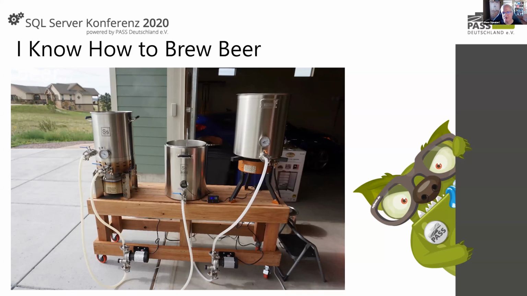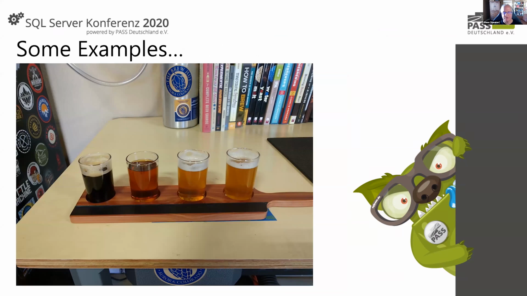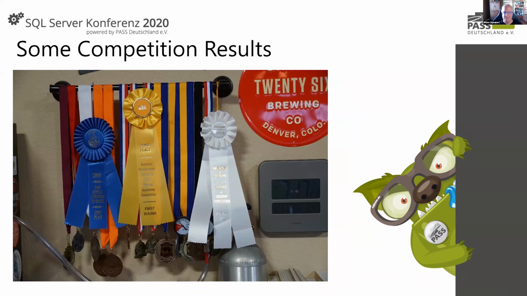And I know how to brew beer. I've been doing home brewing for about 5 years. I do 5-gallon batches of all grain beer. And it's a really fun hobby that I enjoy. I built that little cart there, and it takes about 5 hours to make a batch of beer, and then you drink it about a week to 2 weeks later. And also, here's what some of my beer looks like. And I enter competitions, and sometimes I win medals. So that's kind of my main hobby.